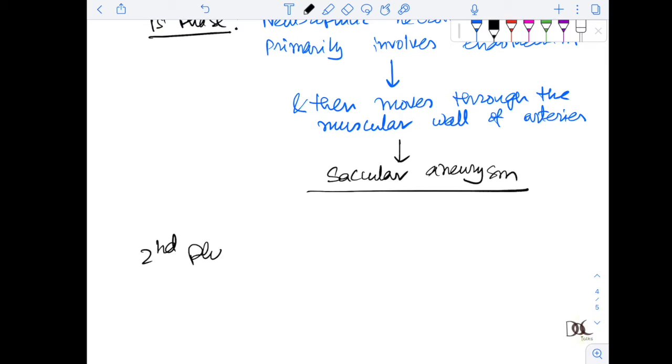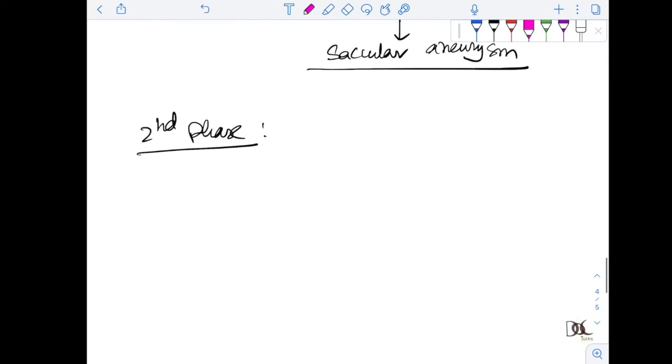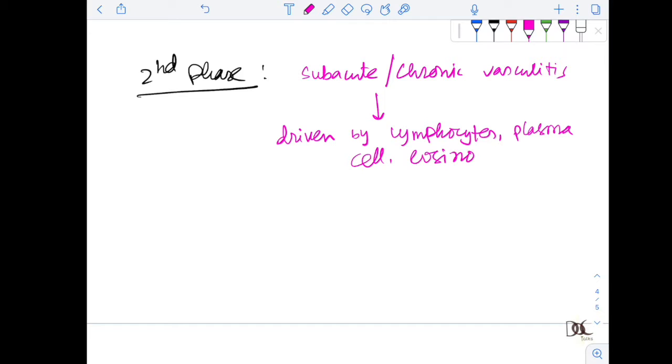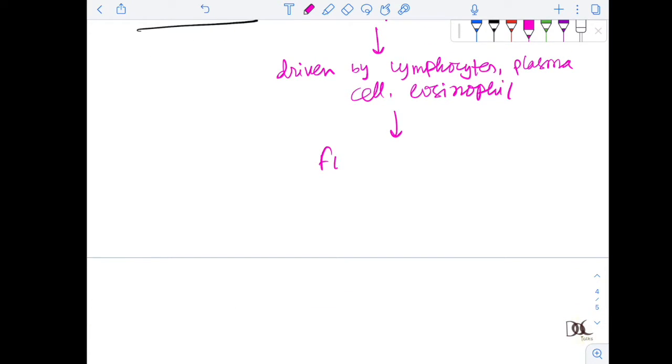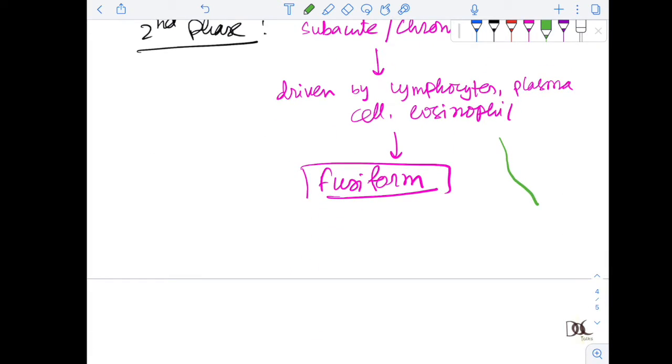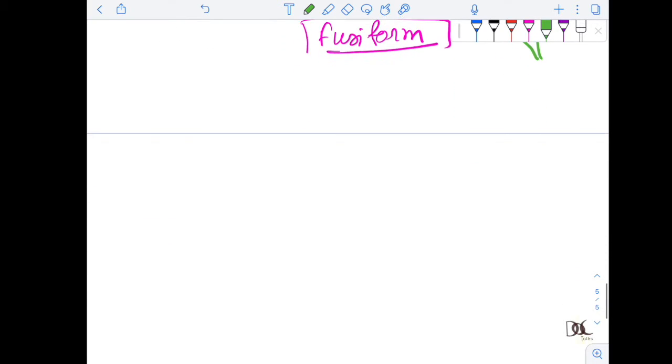Now in the second phase, what happens? There will be subacute or chronic vasculitis that will be driven by lymphocytes, plasma cells, and eosinophils. So this will cause fusiform aneurysm. In the first phase, what is a saccular aneurysm? Saccular means like a sac, just like a sac, right? What is fusiform? Fusiform means this. That's a fusiform.